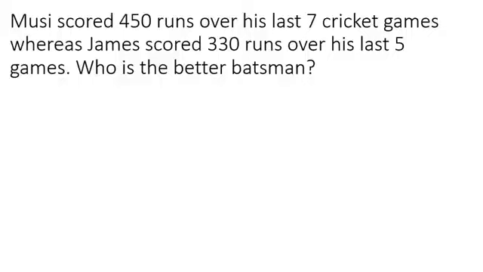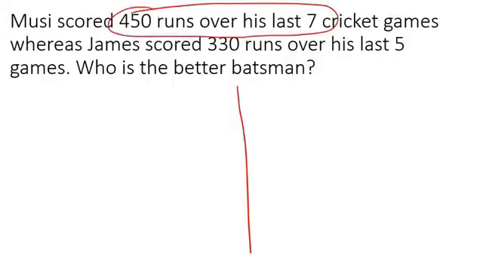Here's our next one. Musi scores 450 runs over his last 7 cricket games. Okay, so in total, out of all of his 7 cricket games, he scored 450 runs altogether, whereas James scores 330 runs. So who is the better batsman? Okay, and this 450 is not for every single cricket game. I'm saying 450 altogether for the 7 games.